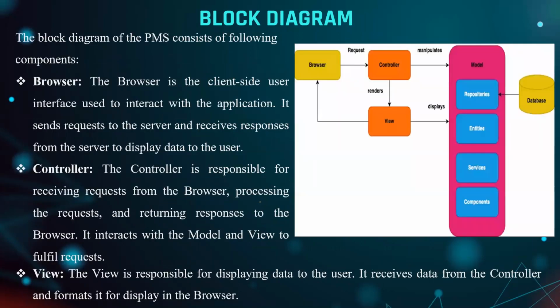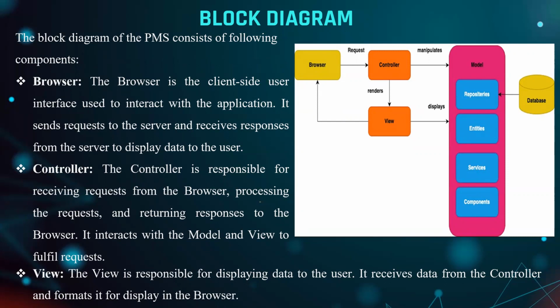Next, moving on to block diagram. The block diagram of the PMS consists of following components: browser, controller, view, repositories, entities, services, components, database. Browser. The browser is the client-side user interface used to interact with the application. It sends requests to the server and receives responses from the server to display data to the user.